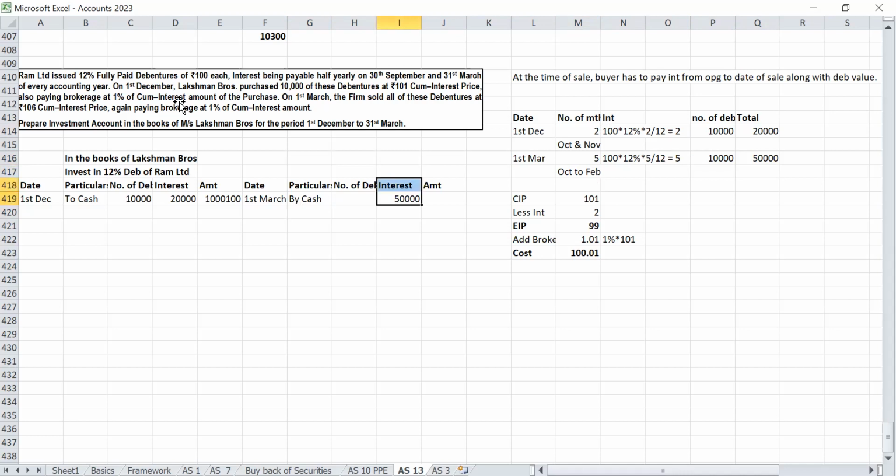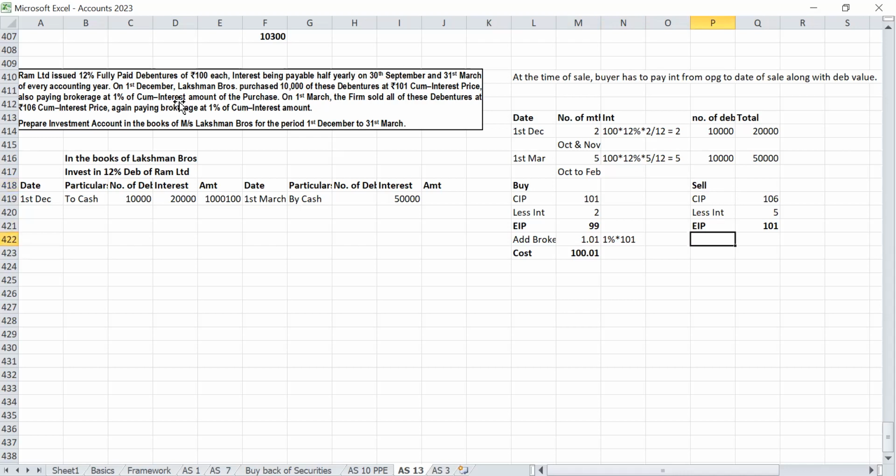Clear or not? Clear, sir. At the time of purchase, Lakshman Brothers is the buyer, so they have to pay interest. Now at the time of sale, the other party will pay interest and you receive 50,000. What is the cum interest price? 106. The interest is 5 rupees, so the ex interest price is 101. Now you are selling.